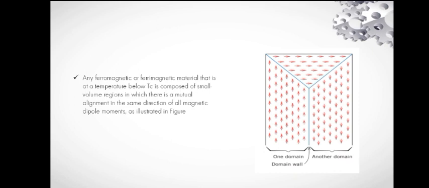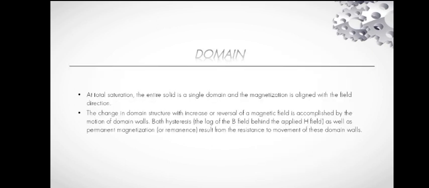The schematic depiction of domains in a ferromagnetic or ferrimagnetic material. These arrows represent atomic magnetic dipoles. Within each domain, all dipoles are aligned, whereas the direction of alignment varies from one domain to another. So, what is this domain? At total saturation, the entire solid is a single domain, and the magnetization is aligned with the field direction.